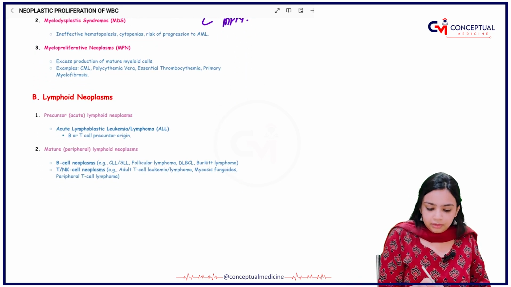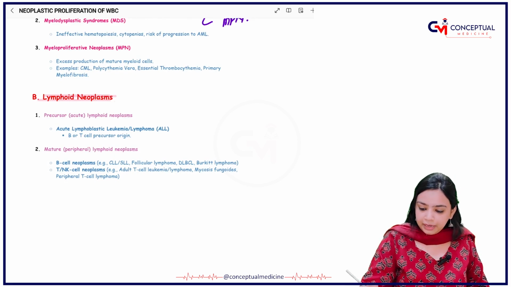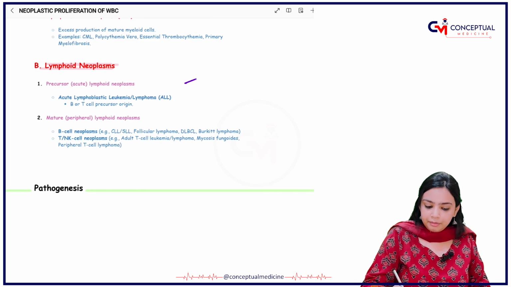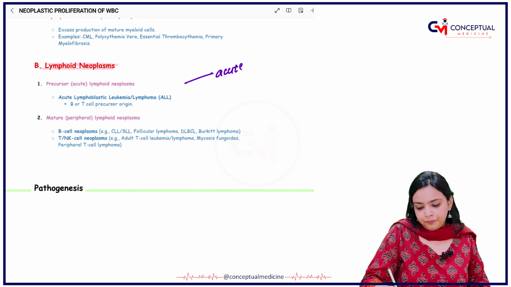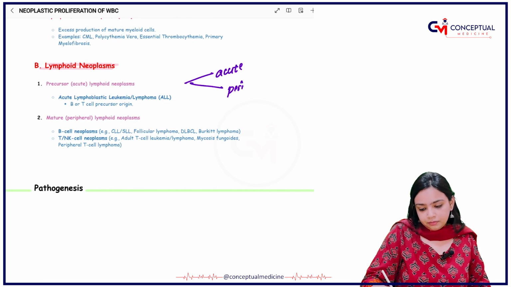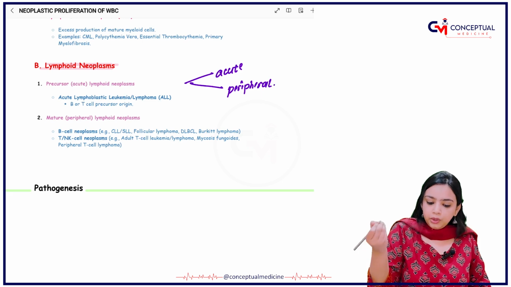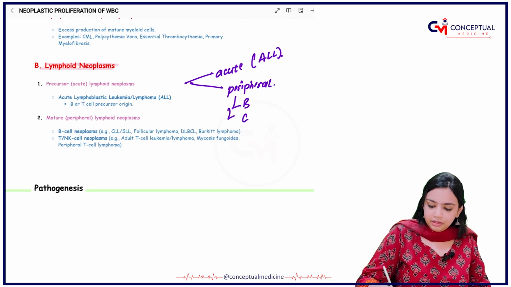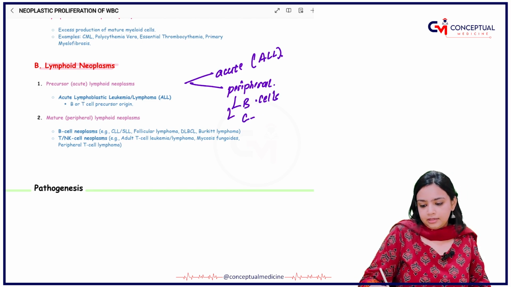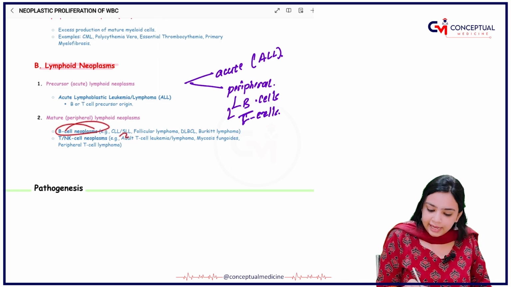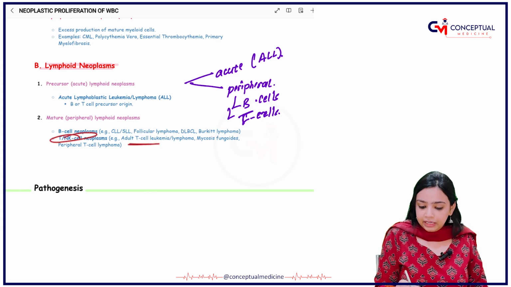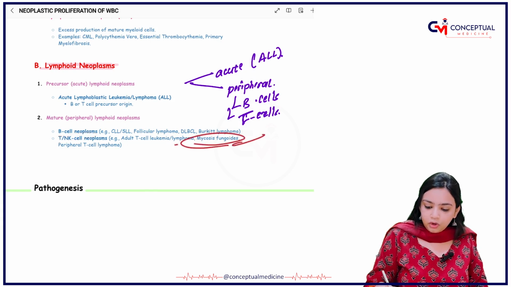Next you have your lymphoid neoplasm. Now what happens in lymphoid neoplasm? First thing first, in the lymphoid neoplasm, I need to remember two. Either it can be acute or it can be peripheral. In the acute one, I have ALL. In the peripheral one, I have two types, B cells and T cells. Now, in the B cells, I have CLL, mainly follicular lymphoma and Burkitt's lymphoma. In the T cells, I have adult T cell leukemia and your mycosis fungoides.